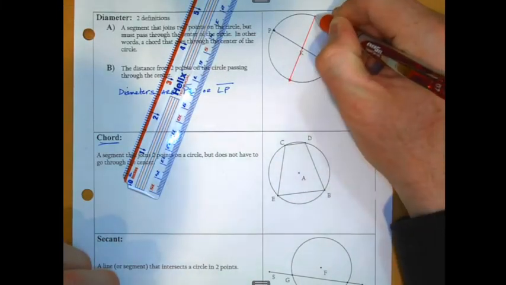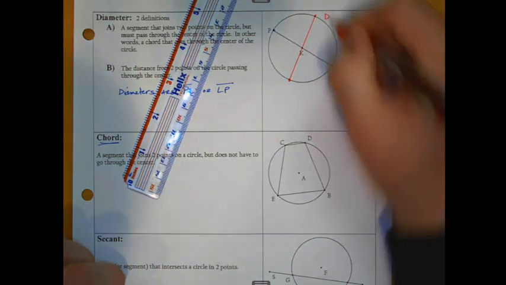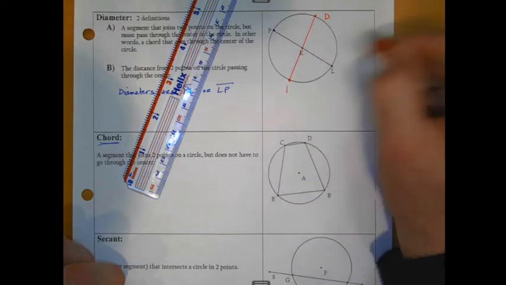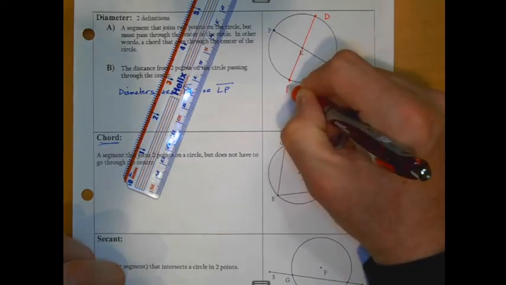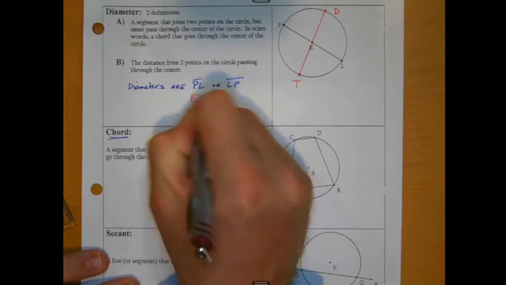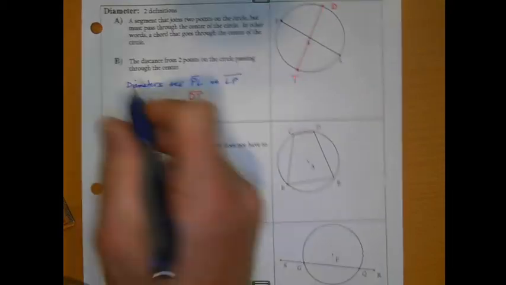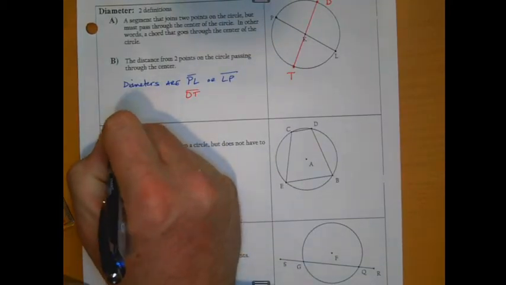Let's call this T. So another diameter would be DT or TD. Okay? It is also a distance from 2 points in the circle passing through the center. All right, also known as 2 radii.